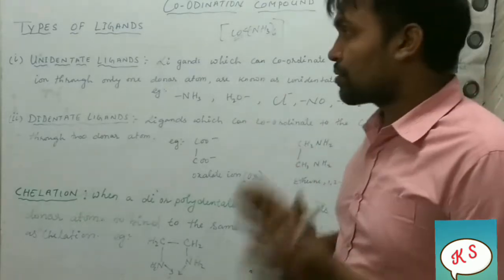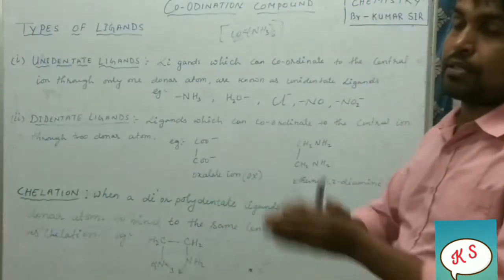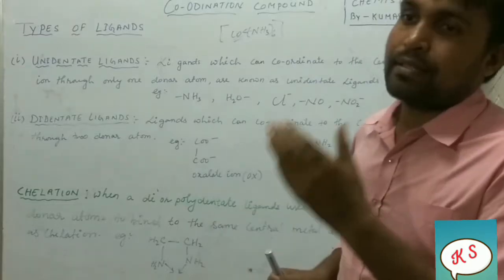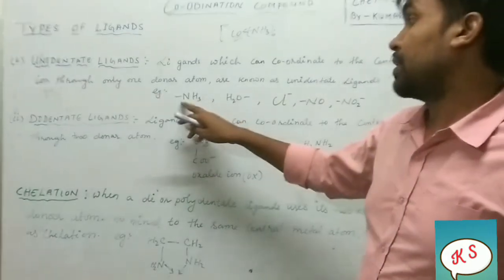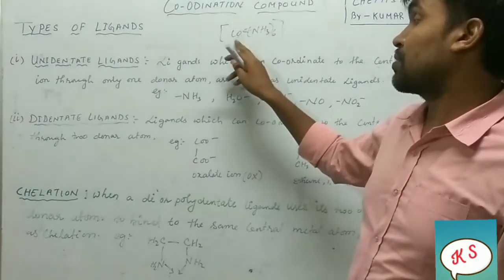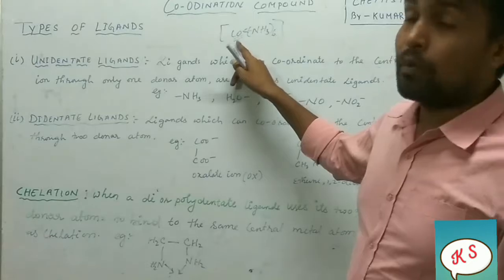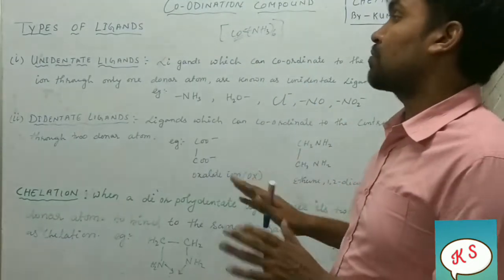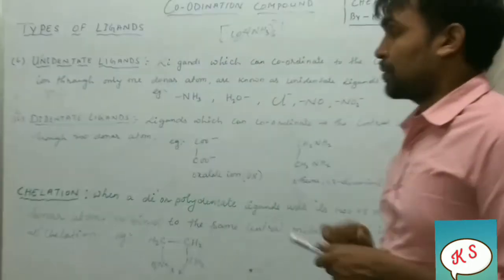So you have understood, I suppose, what is a unidentate ligand. Unidentate ligands are those ligands in which only one atom will act as a donor, and the others will not act as donors. Like the example here, NH3, you can see that nitrogen only will be forming a coordinate bond with cobalt, not the hydrogens. So this kind of ligand we call unidentate ligands. Hope you have understood.